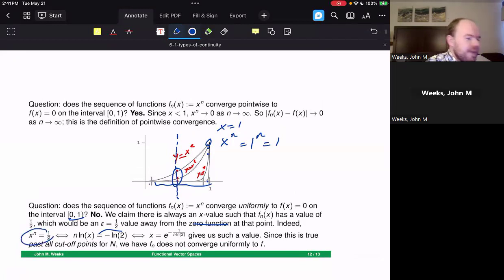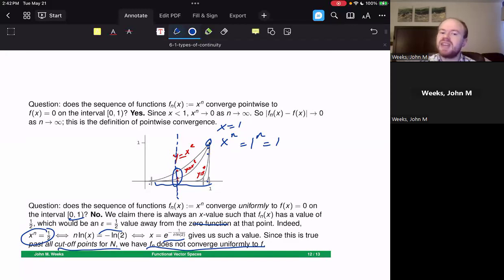Indeed, you can actually solve for this. Take x to the n equals 1/2. Then you could actually go through and solve for x to get e to the negative 1 over n natural log of 2. That is an x value. So at that particular x value, regardless of what n value you choose, if I take that x value and raise it to the nth power, I get 1/2. So since this does not work past all cutoff points for n, we have f sub n cannot converge uniformly to f. There is no good cutoff point that works for any given epsilon.